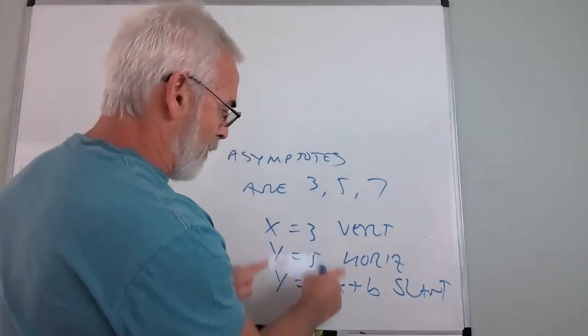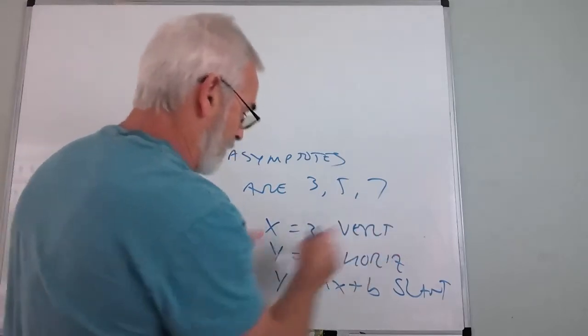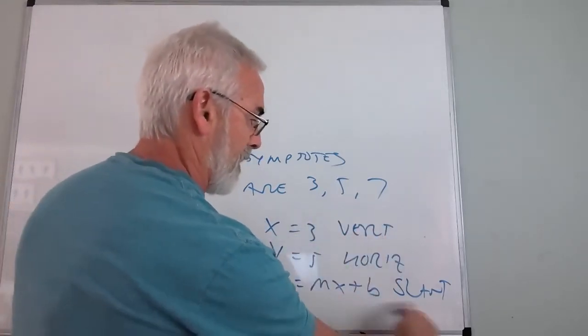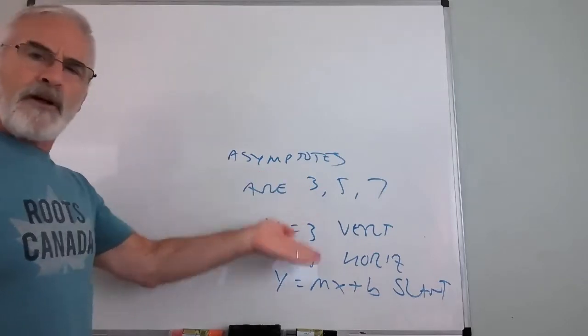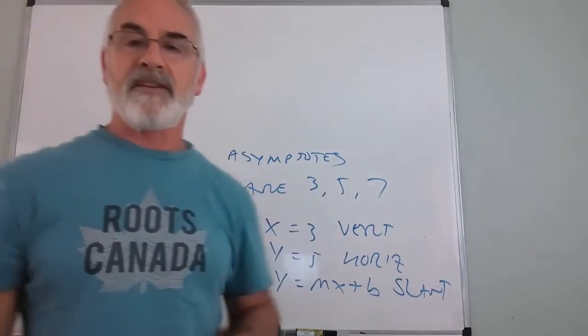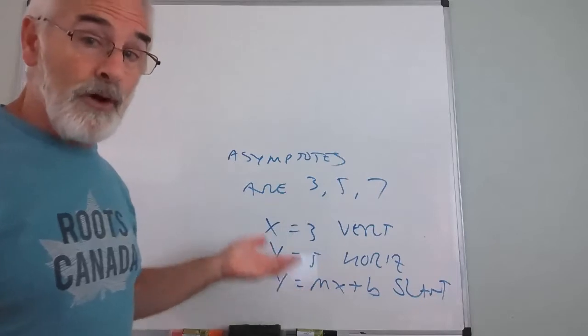So this is how an asymptote is stated. X equals for vertical, y equals for horizontal, equation of a line for slant. So not just a number. Always make sure when you're indicating an asymptote that it's very, very clear, and also the type.